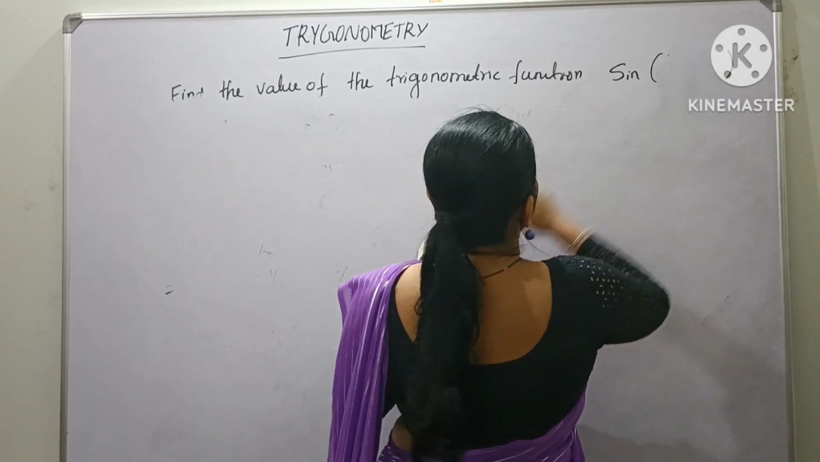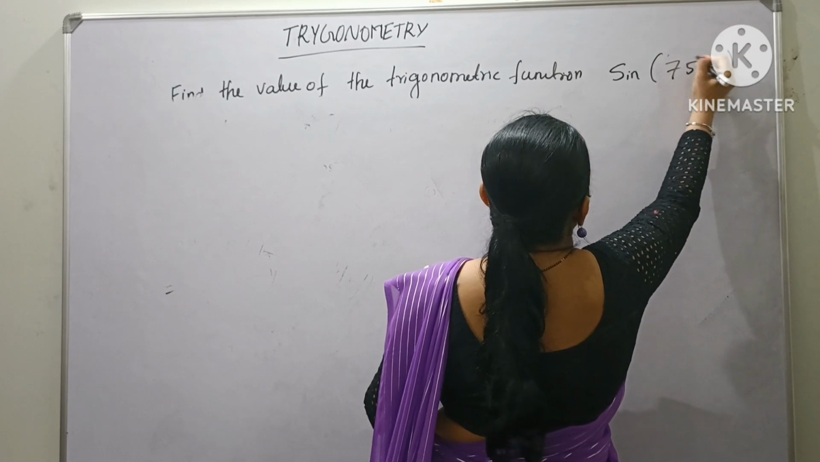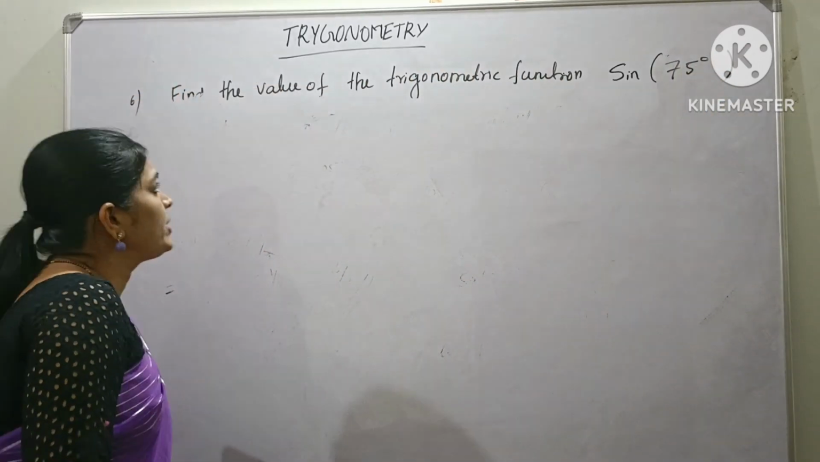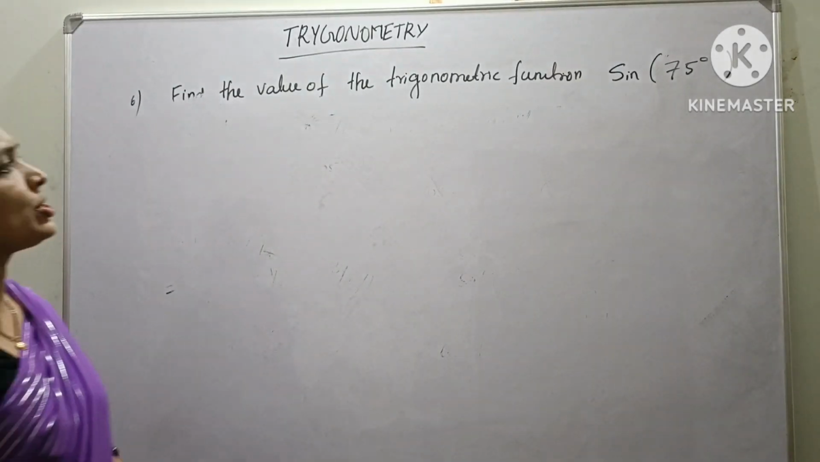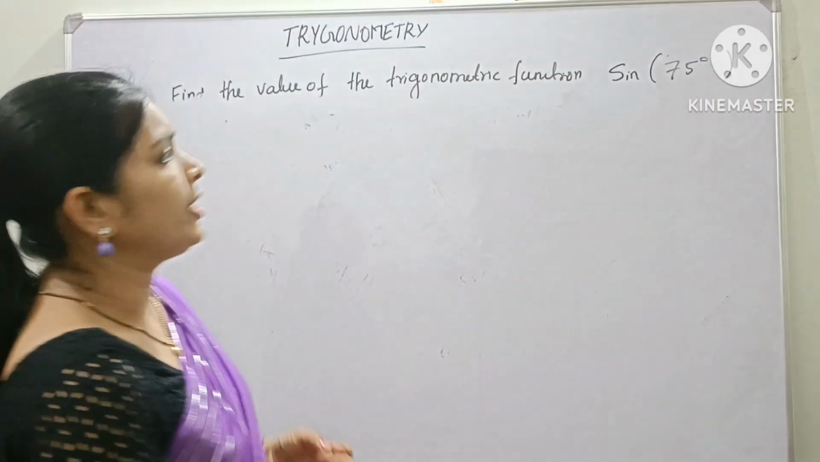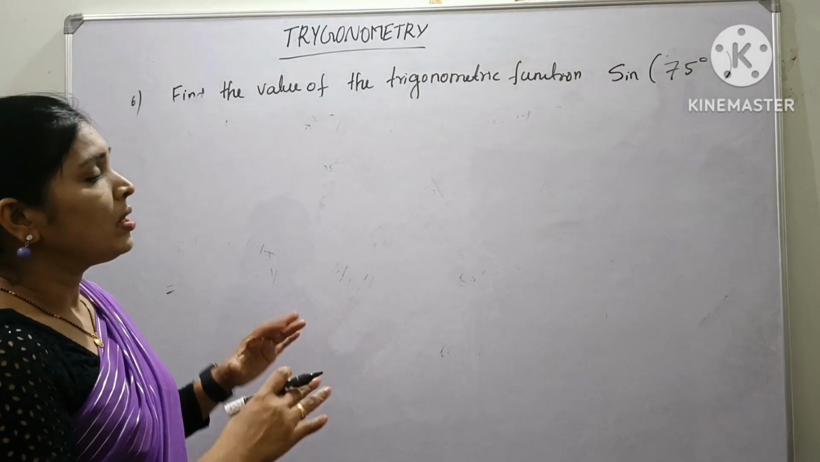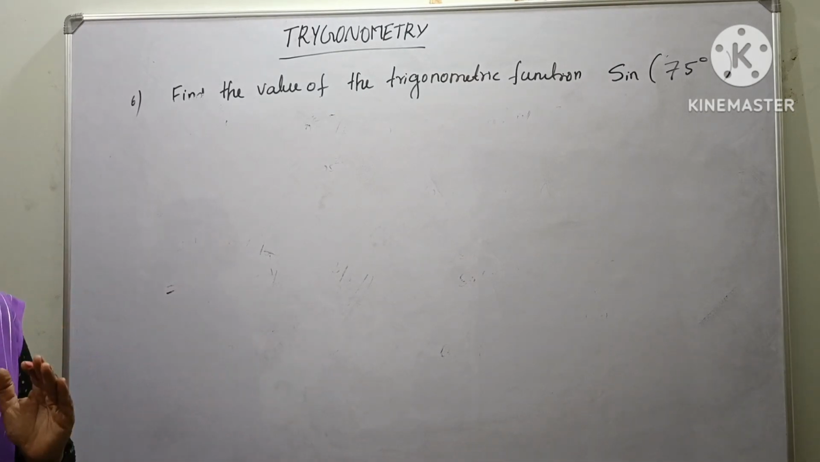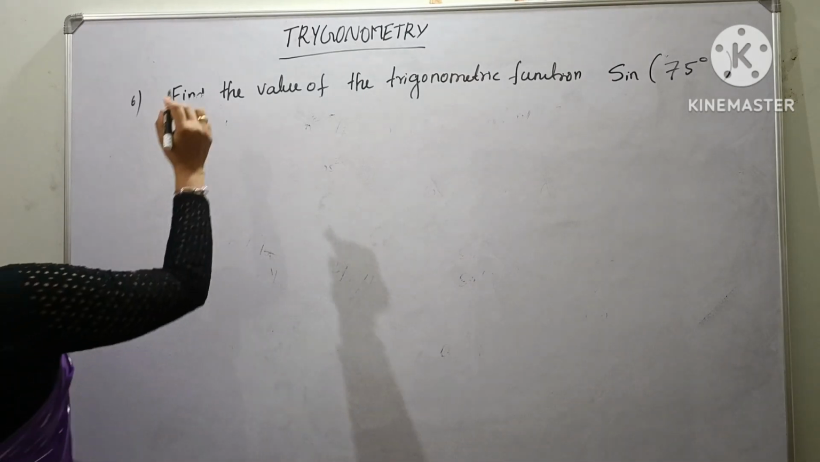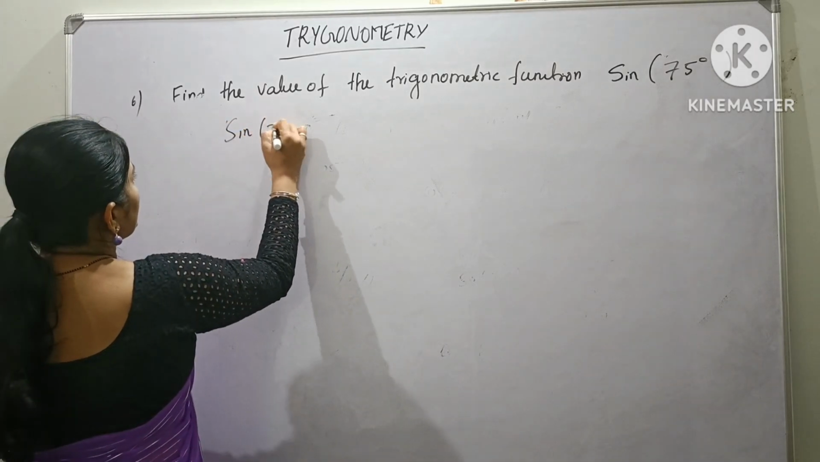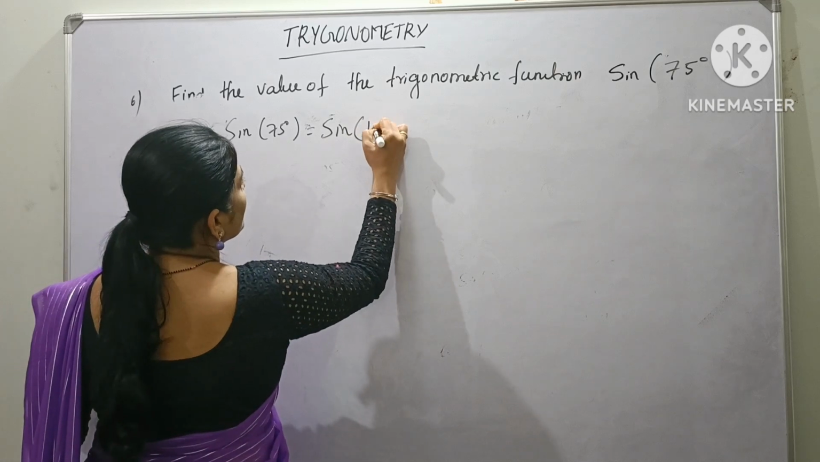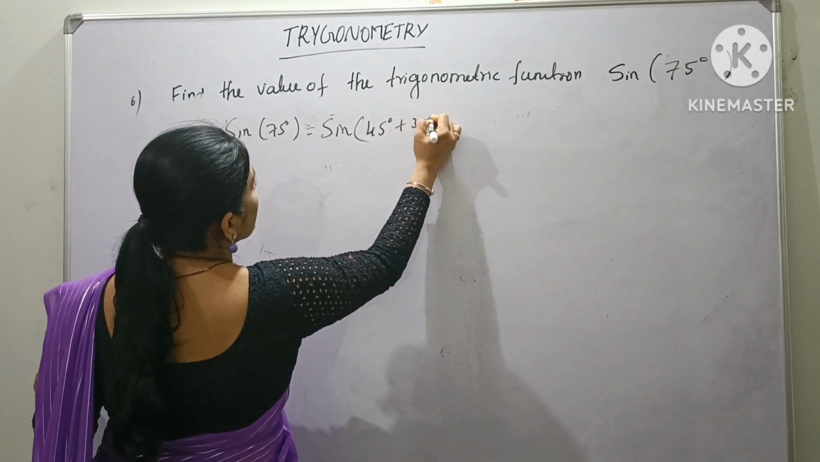Find the value of sine 75 degree. Find the value of the trigonometric function sine 75 degree. Okay, so here how can we write? First of all, we have to write it in the form of sine of x plus y. Sine 75 degree is equal to sine of 45 degree plus 30 degree.